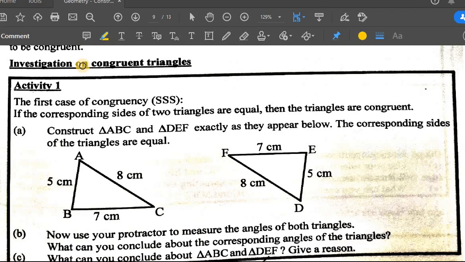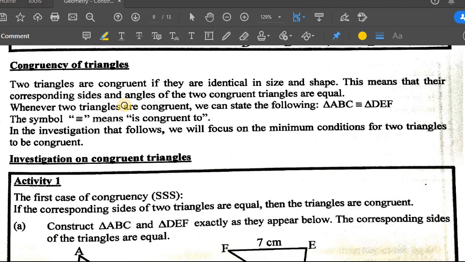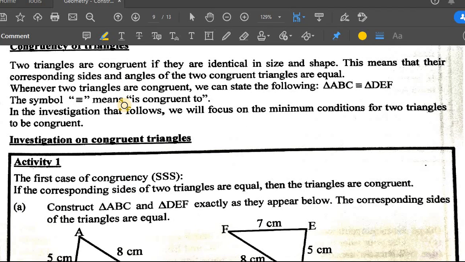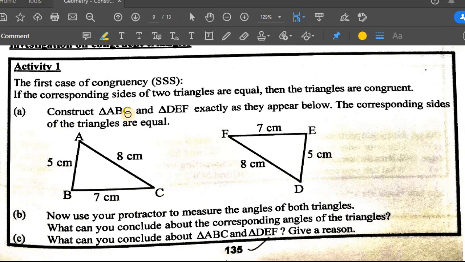Okay, hi learners, we're back here with the second video for constructions. The last time I stopped here, at congruency of triangles. We mentioned that congruent triangles are exactly the same. So in this activity, I'm not really going to do this. I'm going to be trying to save some time here.